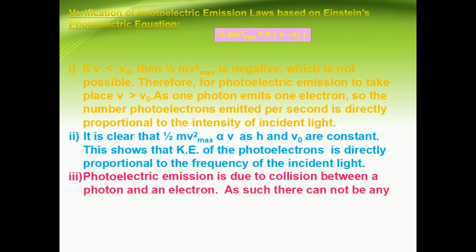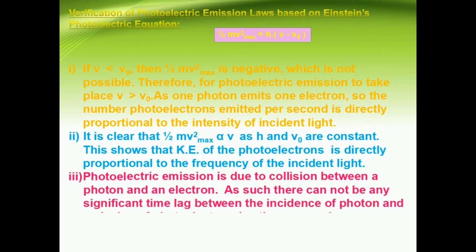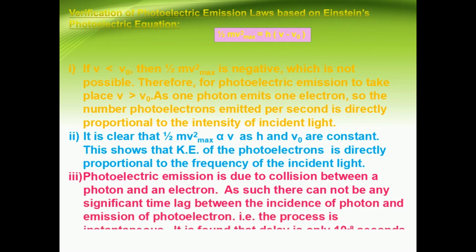Photoelectric emission is due to collision between a photon and an electron. As such, there cannot be any significant time lag between the incidence of the photon and the emission of the photoelectron. So this process is instantaneous. It is found that the delay is only of the order of 10 raised to minus 8 seconds.